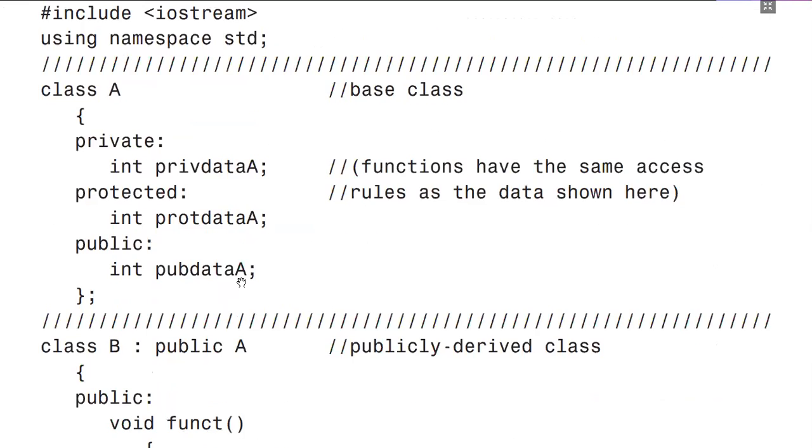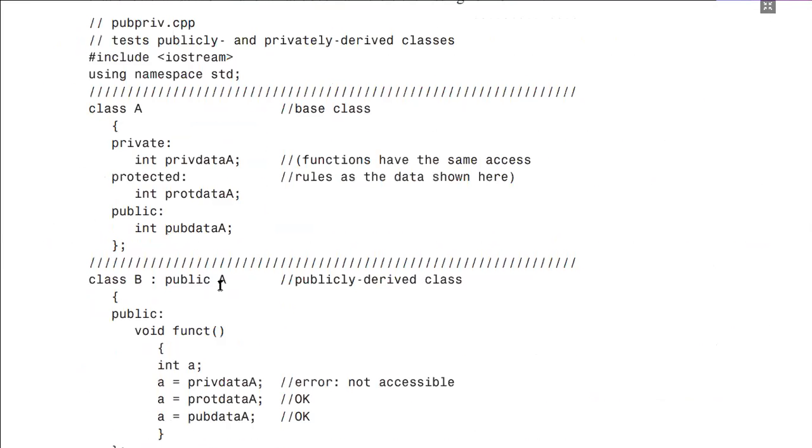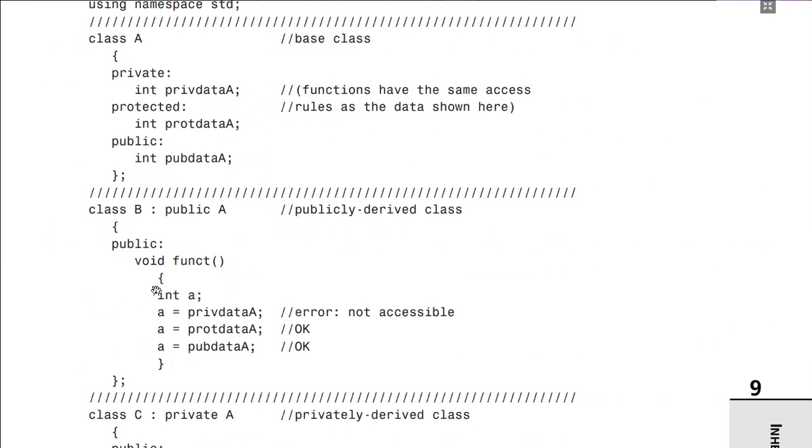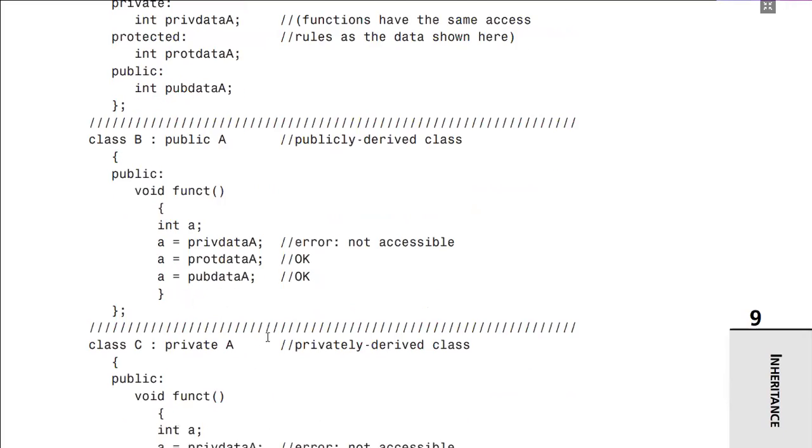So from class B, what we did was inherit A. From a public function, if we try to access this private data A, it will not be accessible, but we can access the protected and the public data. We have just seen one example at the beginning of the class.